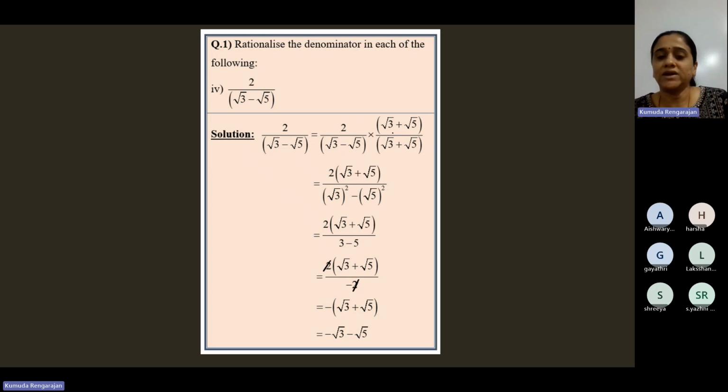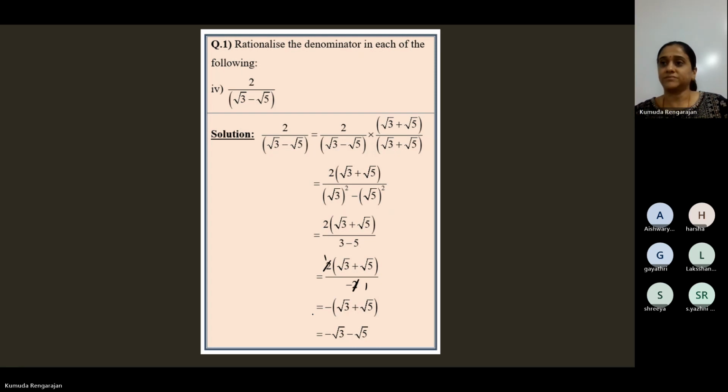So the first step is to multiply and divide with √3 plus √5, right? Then multiply the numerator. So 2 into √3 plus √5 divided by x minus y into x plus y, so x square minus y square. As we understood in the earlier answer, do not multiply. Don't open the bracket here. Have the numerator as it is. Simplify the denominator. √3 the whole square is 3, √5 the whole square is 5. So 3 minus 5, and 3 minus 5 is minus 2, not 2. Then you can cancel.